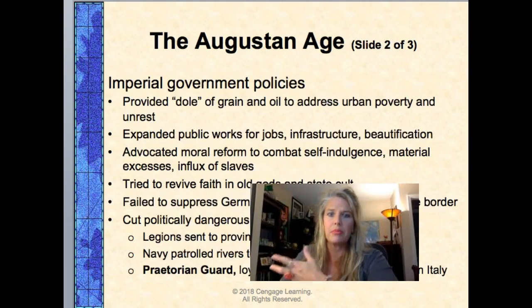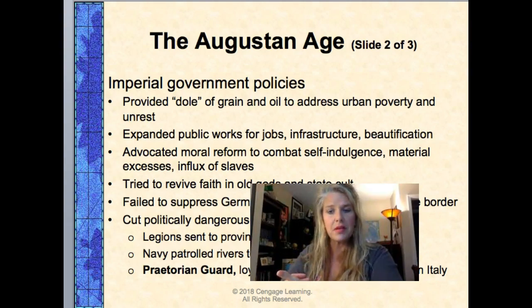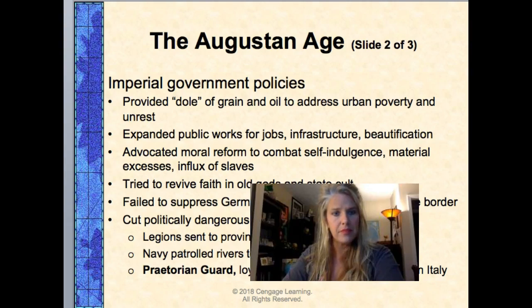The Augustan age, imperial policies. He provided dole of grain and oil to address urban poverty and unrest. Expanded public works. So that was kind of like a welfare system if they couldn't eat, if they were starving, so that citizens, if they couldn't feed themselves due to work changes. The Navy patrolled the rivers to wipe out piracy. The Praetorian Guard, loyal to Augustus, only armed force in Italy. No one else was allowed to bring their legions in Italy.